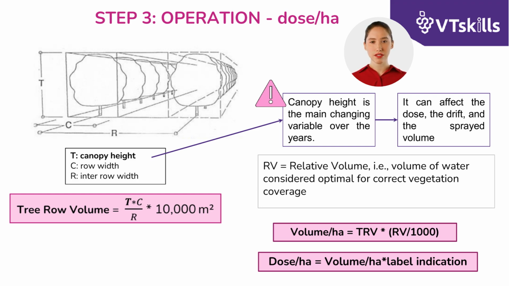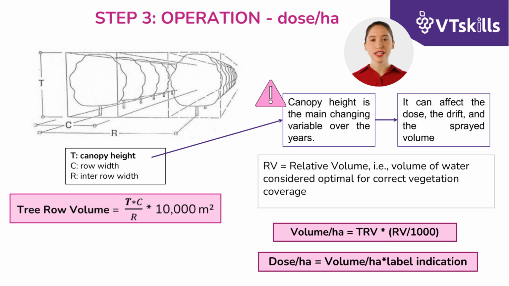We then define a reference volume, VR, that represents the ideal volume of liquid to obtain good vegetation coverage, neither too little, which would compromise the effectiveness of the treatment, nor too much, which would cause wastage and risks of dripping. It is therefore a parameter that helps to size the quantity of mixture to be sprayed according to the actual plant volume, calculated with the TRV, thus adapting the dose to the vigor and development of the plant.